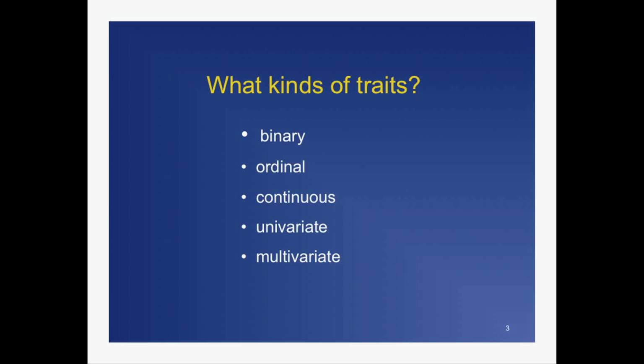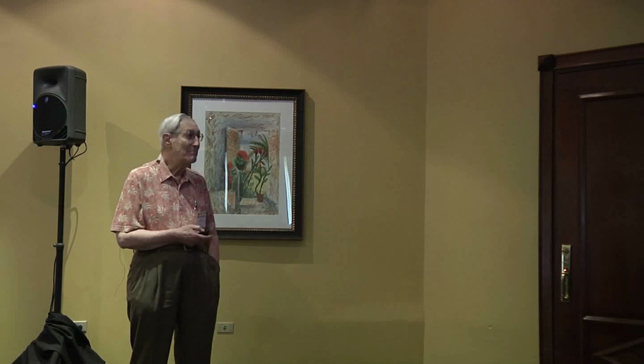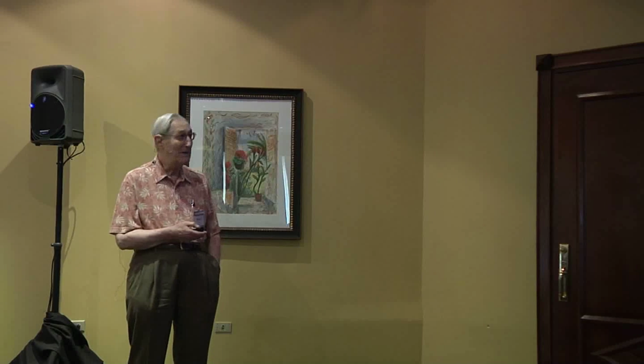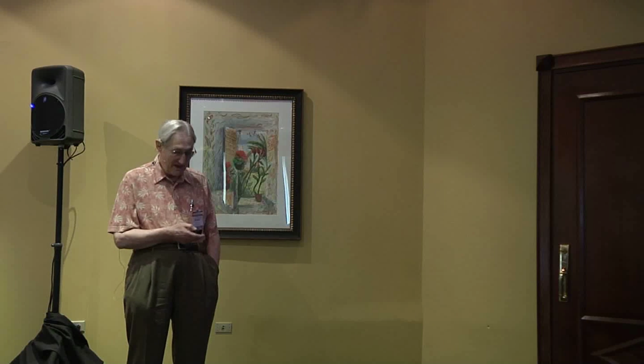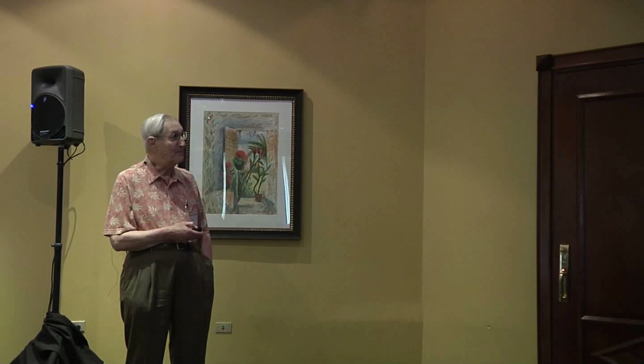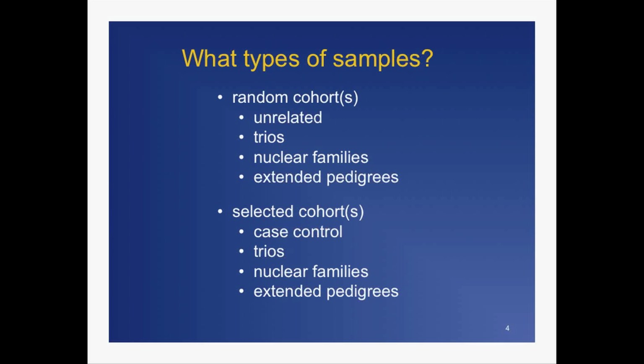So the first thing you have to decide is what kind of traits you're going to examine. I'm going to run through some of this fairly fast. Binary, ordinal, continuous, univariate, or multivariate. And typically, we've been looking at univariate, binary, and continuous. But these are things that have to be considered. Then, what kind of samples? Now, this, I think, bears much more consideration.